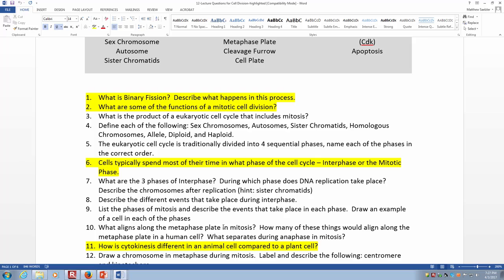Then you need the different cells to undergo a specialization process, so you need differentiation. There's also movement that happens, so some of the cells move. Okay, so cells typically spend most of their time in what phase of the cell cycle? Interphase or the mitotic phase? Right, interphase. Remember that typically makes up about 90% of your cell cycle.